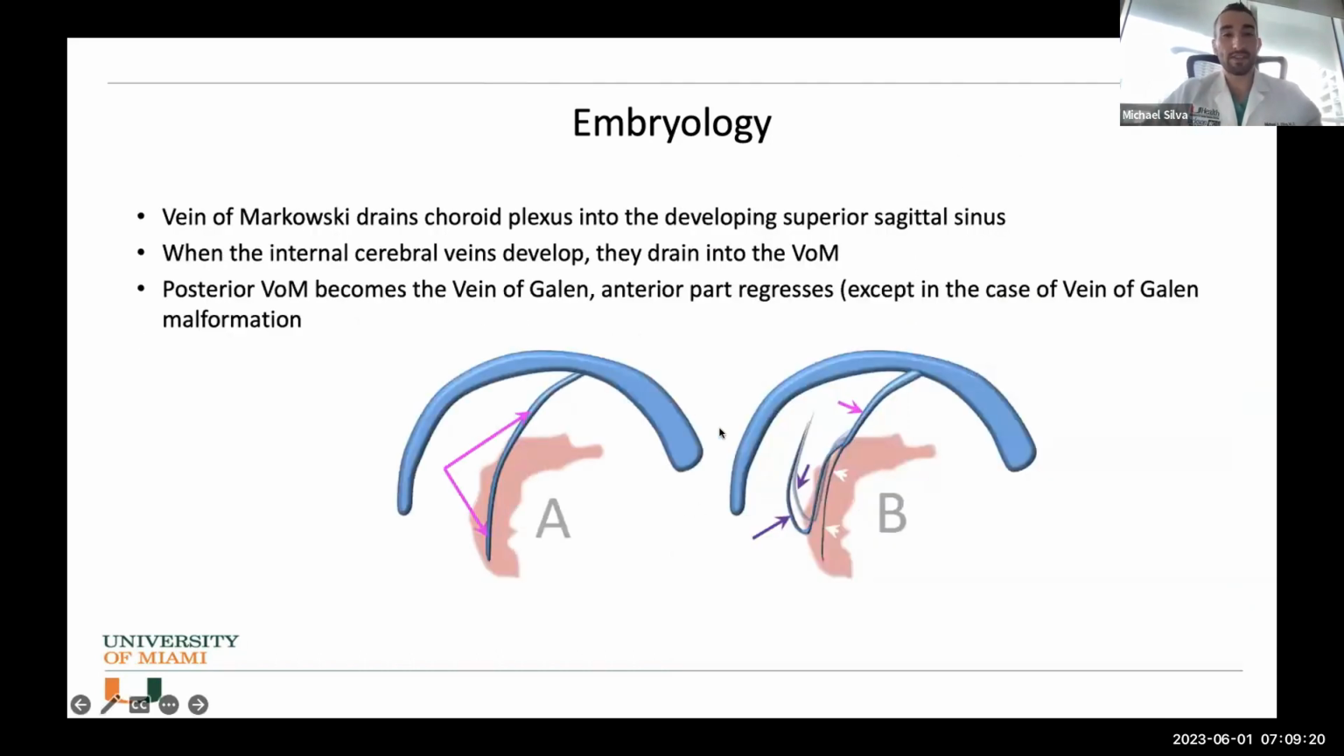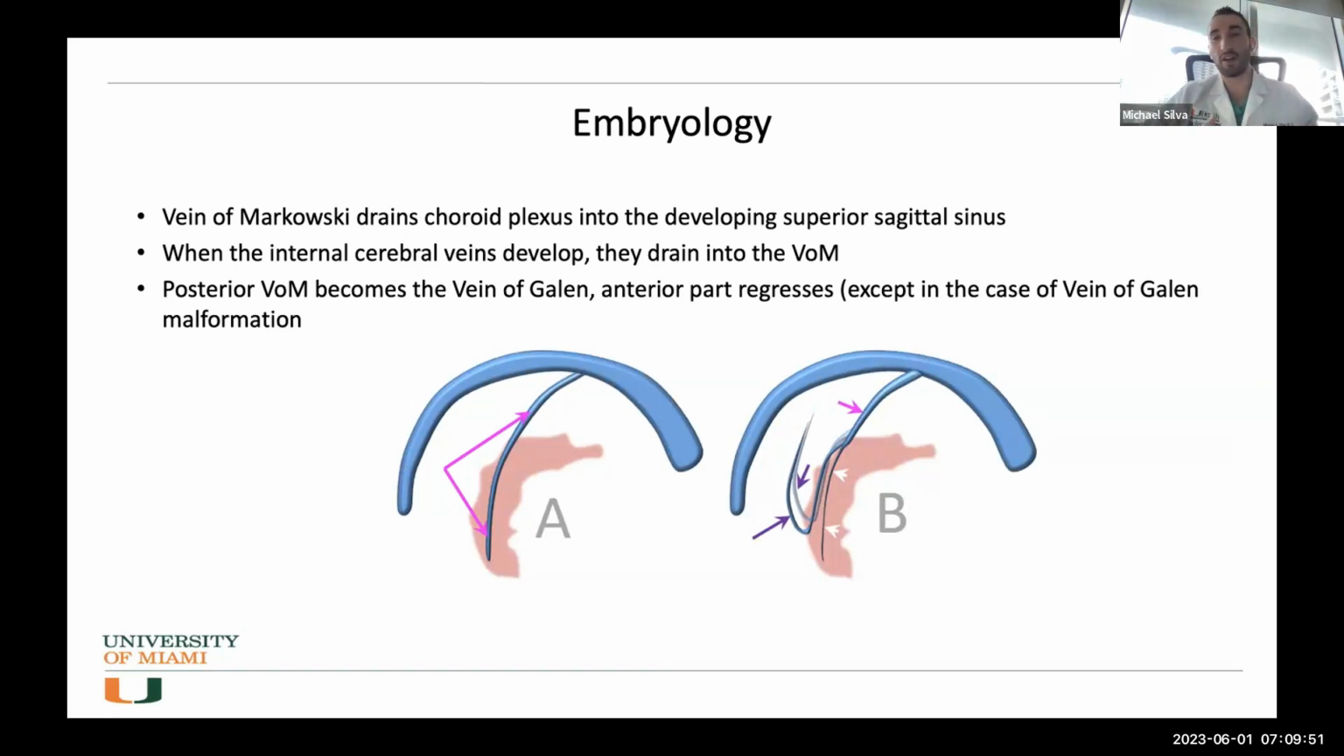Now, in terms of the deep venous system, this develops a little bit differently, but with similar principles based on demand. The vein of Markowski drains the choroid plexus, which is one of the earliest producers of venous outflow in the developing fetus. And this then drains into the developing superior sagittal sinus. Now, as the internal cerebral veins develop, as the brain develops itself, this plugs into the vein of Markowski, and ultimately the posterior part becomes the vein of Galen, and the anterior part regresses.